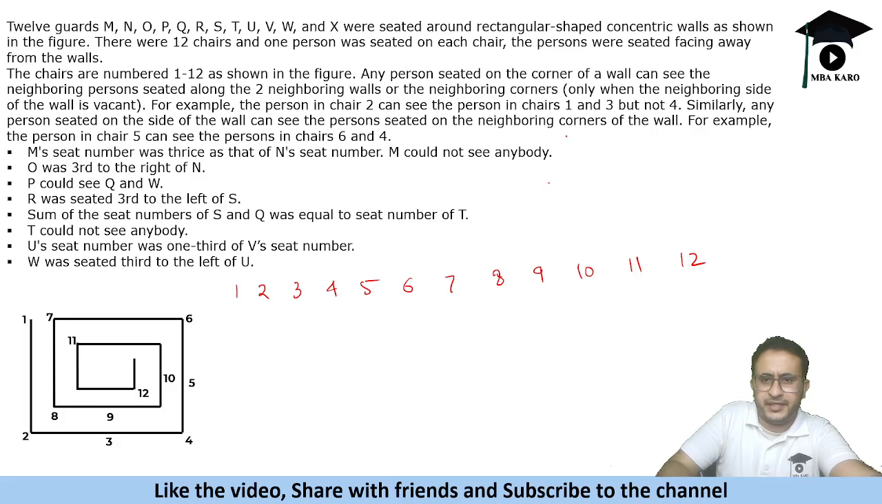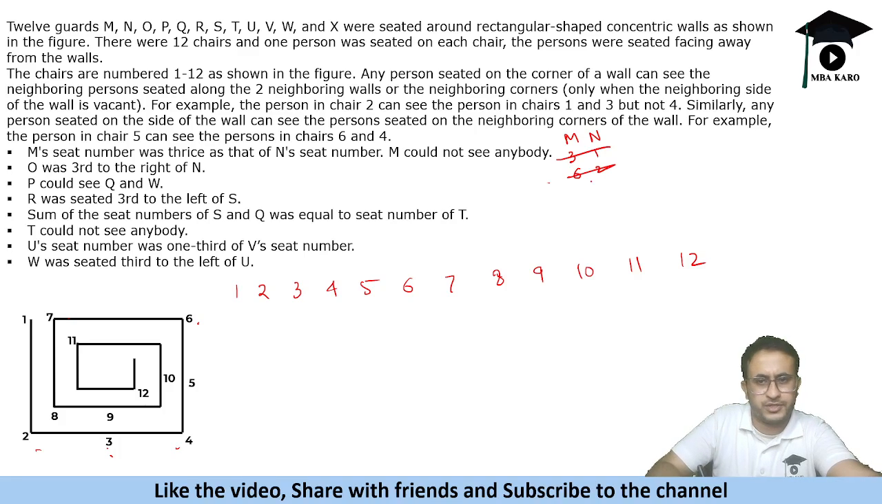So M and N could be 1 and 3. But if M is 3, M will be able to see these two people. If N is 2, M will be 6, so M can see these persons. That is also not possible. If N is 3, M will be 9. Now 9 can see 8.